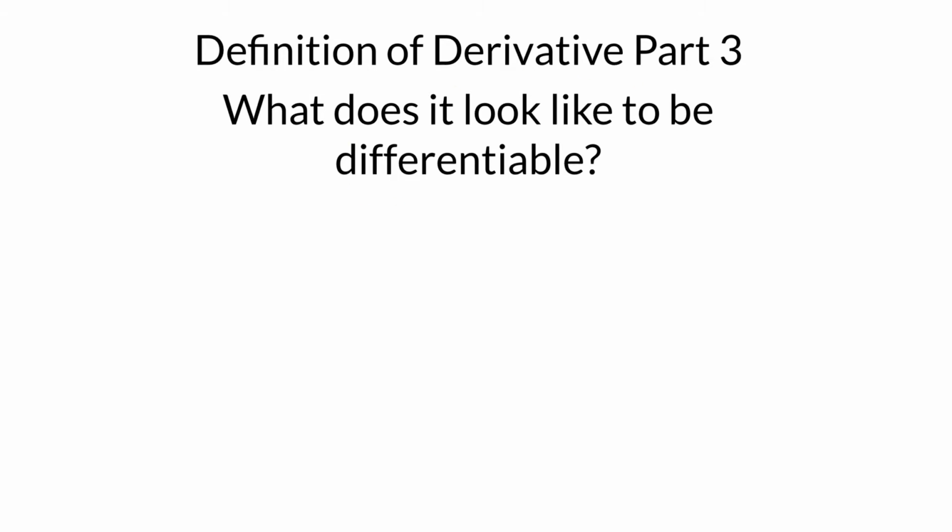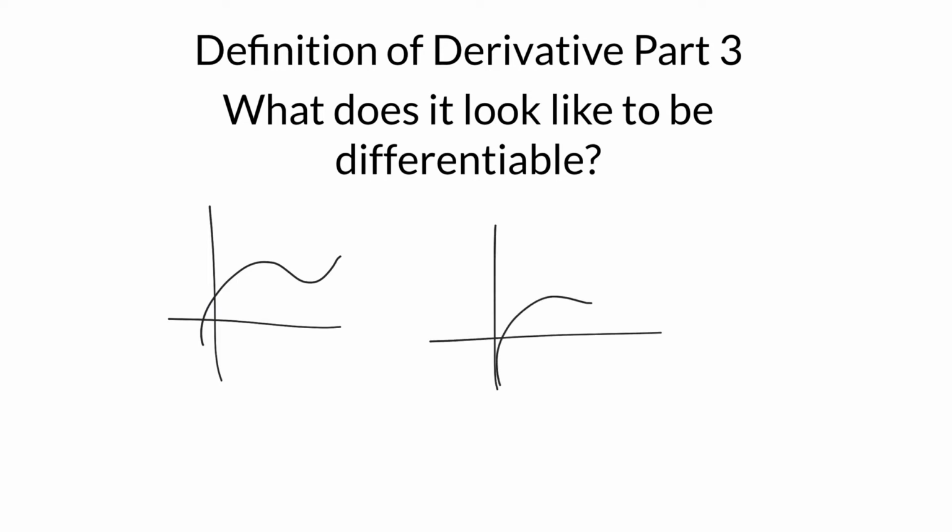Now, we know what it looks like to be continuous. That means connected. So, for example, a graph like this would be continuous, and a graph like this would not be continuous. But what does it look like to be differentiable? What does it look like to have a tangent line?